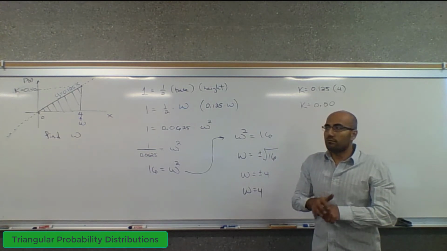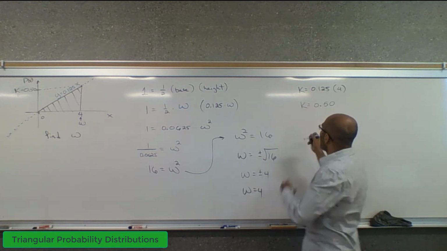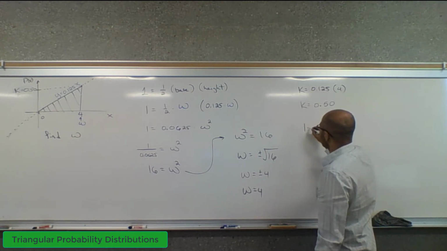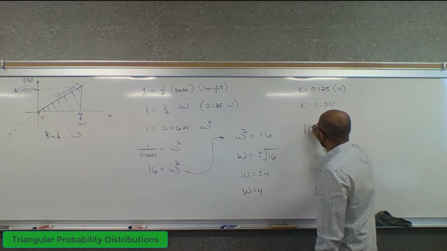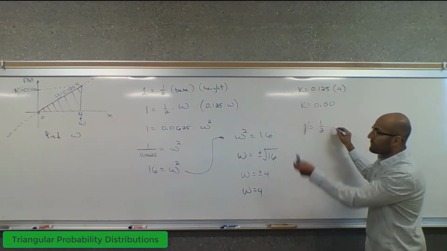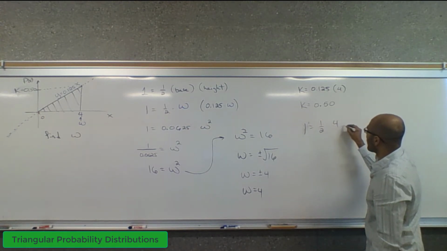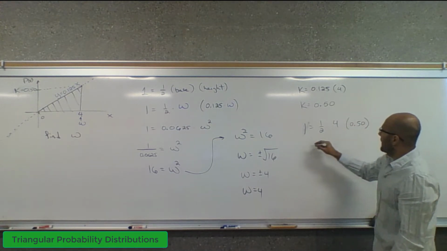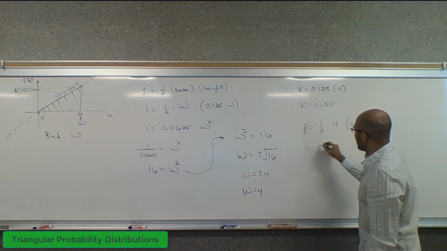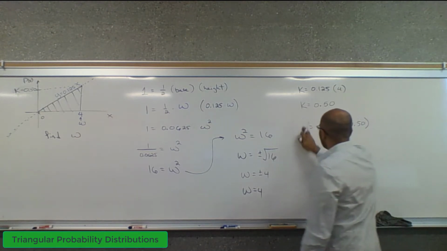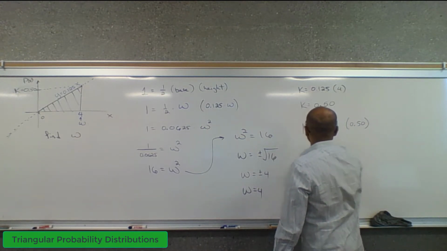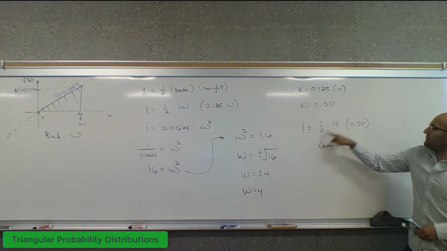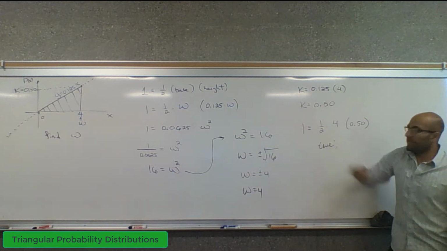Good? Right. So we know that 1, oh, sorry, not 1. 1 is equal to 1/2 times the base, which turned out to be 4, times the height, which turns out to be 0.5. And yep, that's true. 1 equals that. And so this is true. 1/2 times the base times its height equals 1.